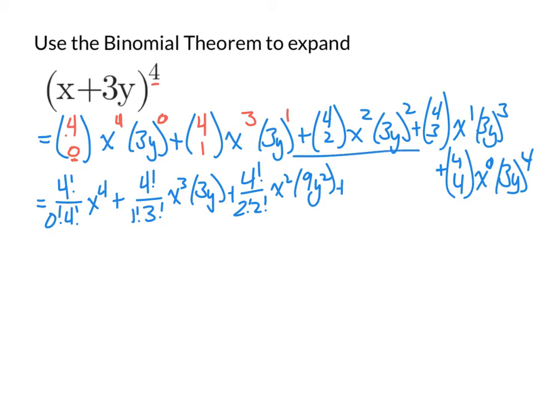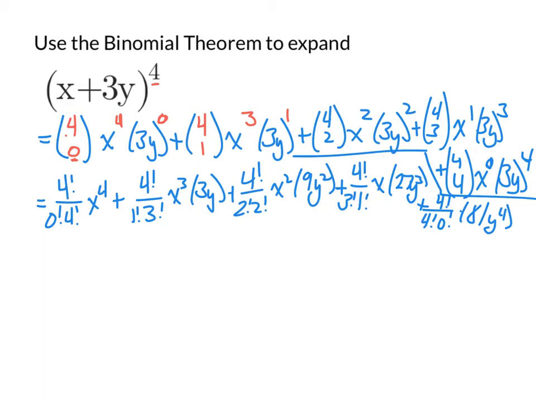Our next term. Want to make sure it doesn't get too crowded here, but we're on to 4 choose 3. So 3 factorial, 1 factorial, x to the 1st, and 3y to the 3rd is 27y to the 3rd. Last term, 4 factorial over 4 factorial, 0 factorial, x to the 0 is 1, and 3y to the 4th would be 81y to the 4th.